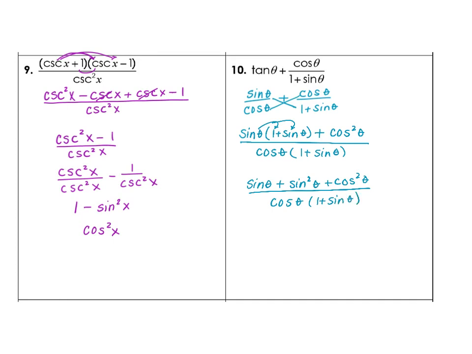In our numerator, we have this identity sitting here, and so I know that's all going to be 1. So we're going to have sine theta plus 1 over cosine theta times 1 plus sine theta. And since these are exact quantities, you can cancel those, and so you're left with 1 over cosine theta, and that's going to be secant theta.